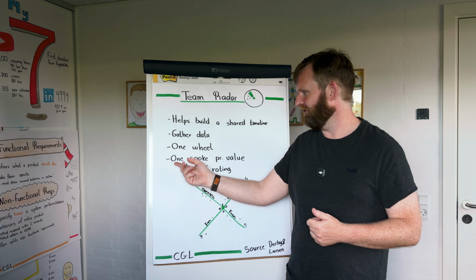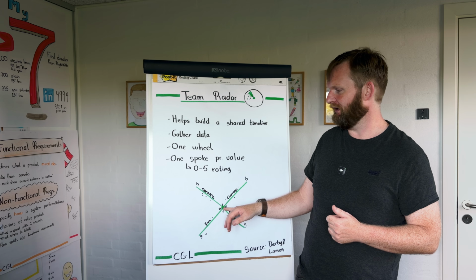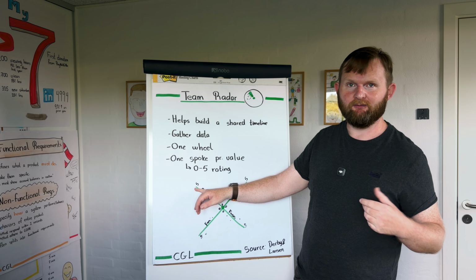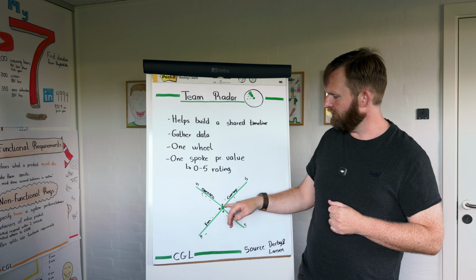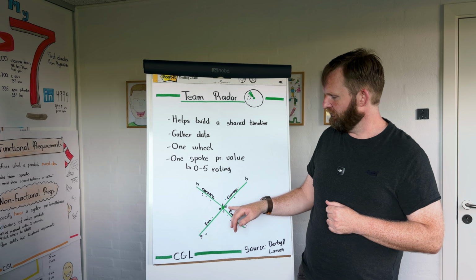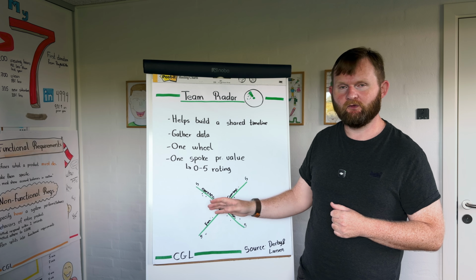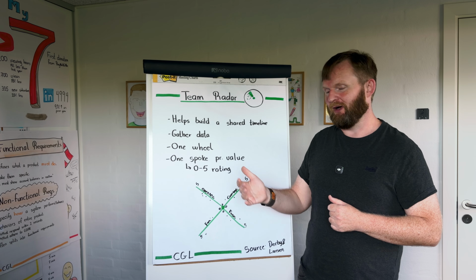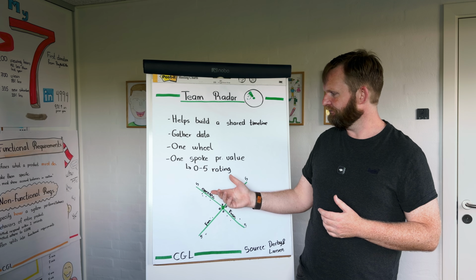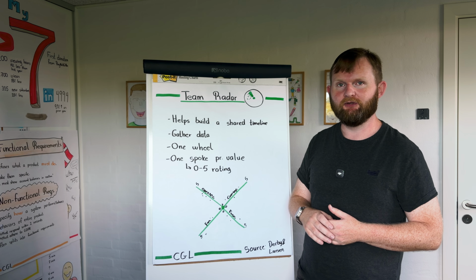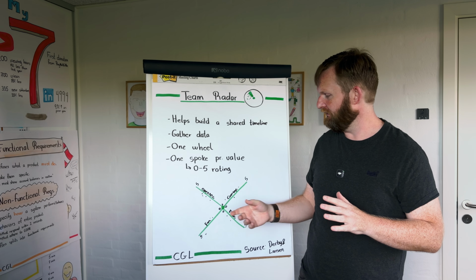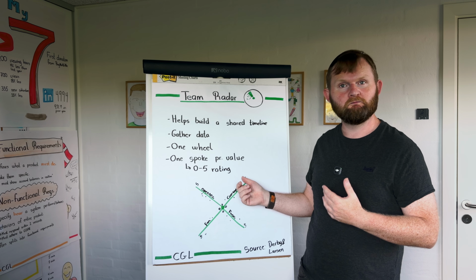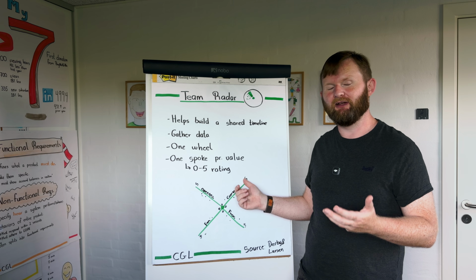What we do is we create one spoke per value. So we start out by creating a dot, and then, for instance, let's imagine that we had a value called openness, or another one called courage, one called focus, and one called fun. So we add these spokes on the whiteboard, either physically or virtually, and then we add a 0 to 5 rating. 0 being it's absolutely horrendous, and 5 being whatever the team defines 5 to be.